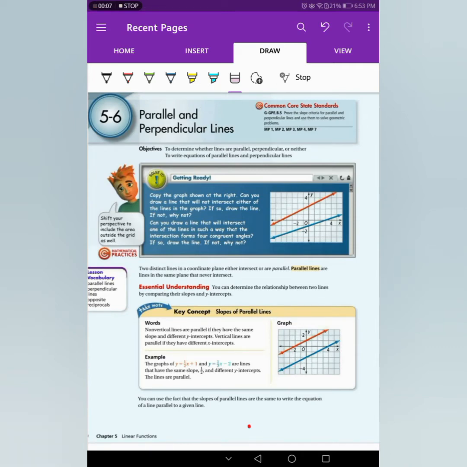Our lesson today is parallel and perpendicular lines. Our objective is to determine whether lines are parallel, perpendicular or neither, and to write equations of parallel lines and perpendicular lines.